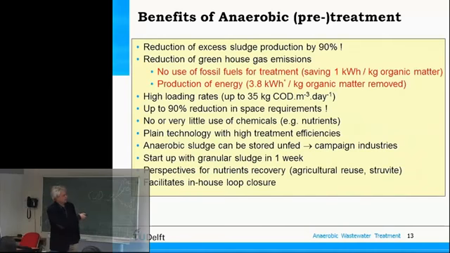It also leads to the reduction of greenhouse gases. There is no use of fossil fuels, so you save about 1 kilowatt hour per kilogram organic matter. There's no need for aeration. In contrast, you produce energy in the form of methane gas, so you produce about 3.8 kilowatt hours per kilogram organic removed. So you have a double-sided effect. It's a big energy gain by implementing anaerobic technology.